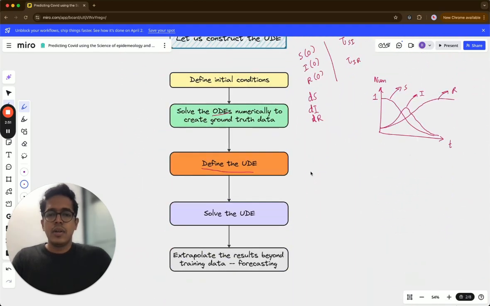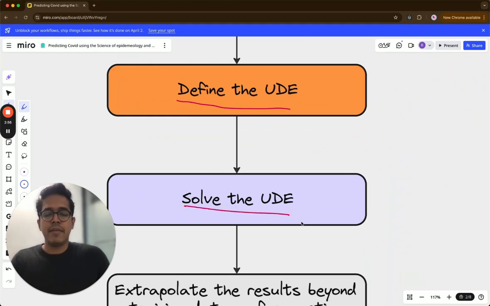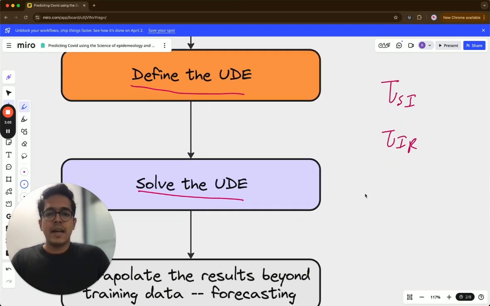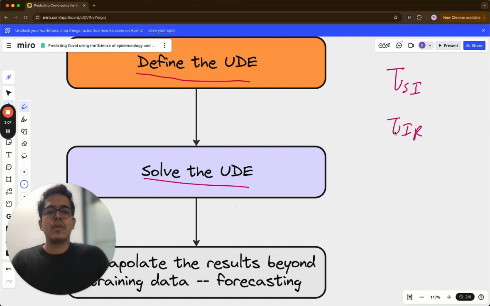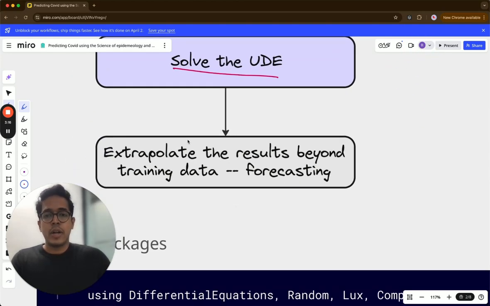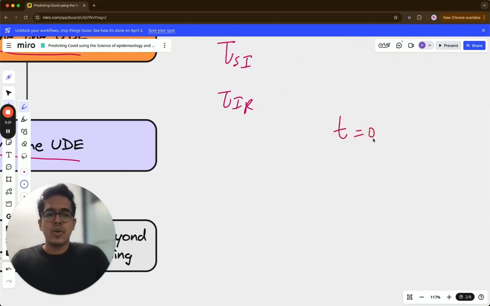That's our goal. So we define the UDE, we train the neural network, and then we solve the UDE. We solve meaning we make predictions using the tau SI and tau IR parameters which the neural network predicts. And then we can compare and see how good the ground truth data SIR and the predicted SIR values are using plots. Then one last thing which we can do is extrapolating. So extrapolating meaning we'll be training from, let's say, time t equal to 0 to t equal to 25 days or something like that.